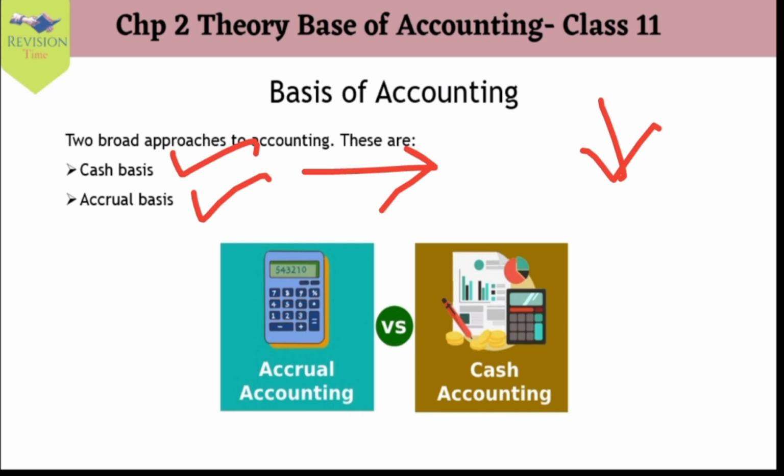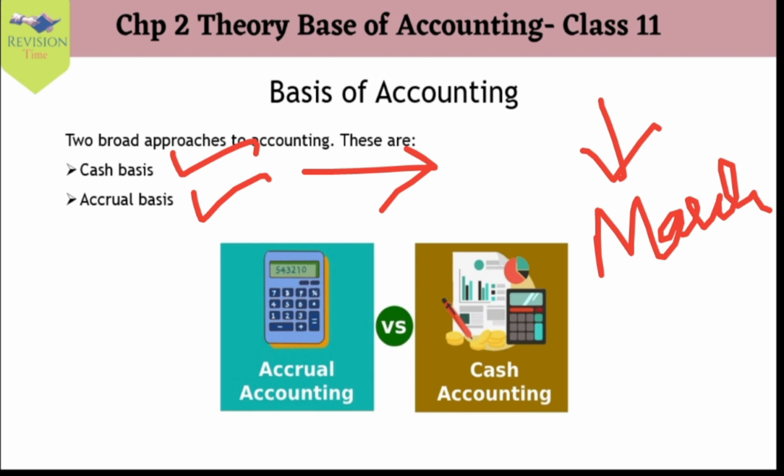For the month of January, rent for the month of January, you are receiving it in March and you will record it in March itself. This is known as cash basis of accounting. Record the transaction when you receive or pay the cash.